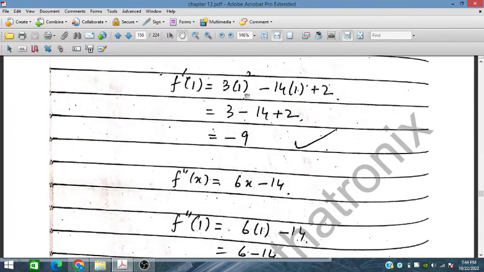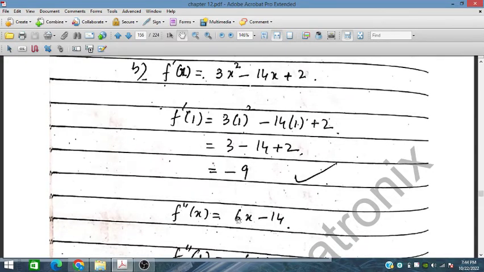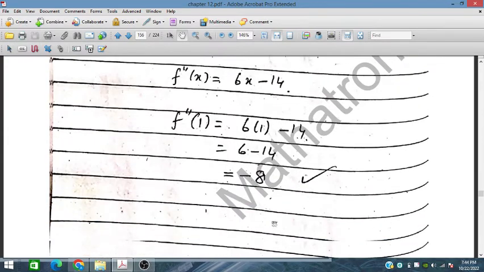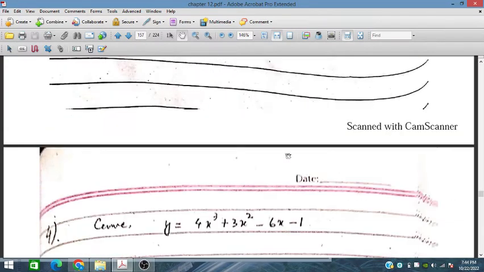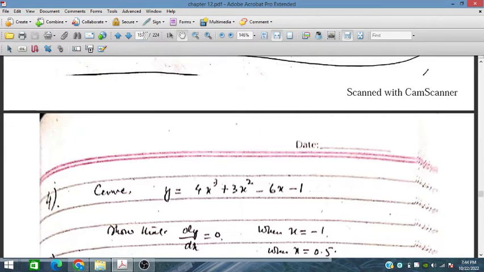For the second order derivative, let's take the second order derivative for this one. It is 6x minus 14. Place the value 1 and let's see. So this was very simple.